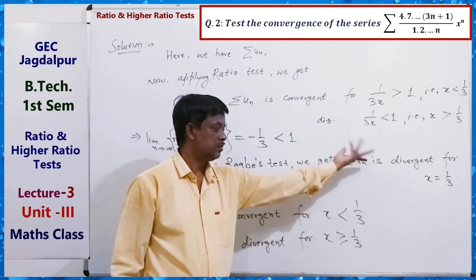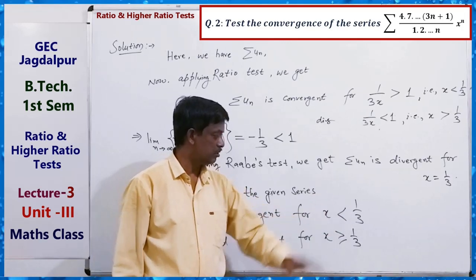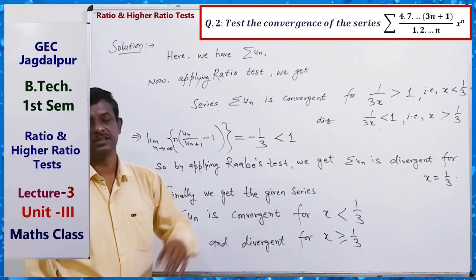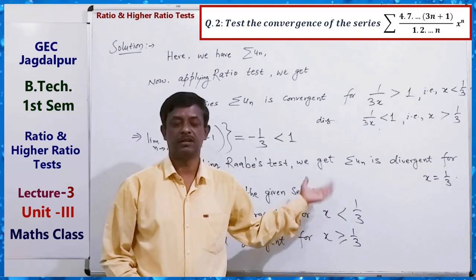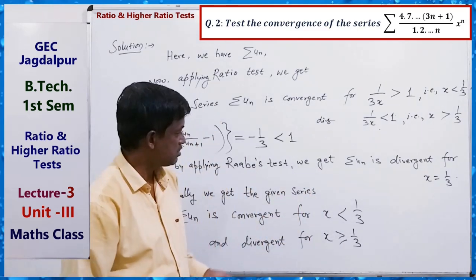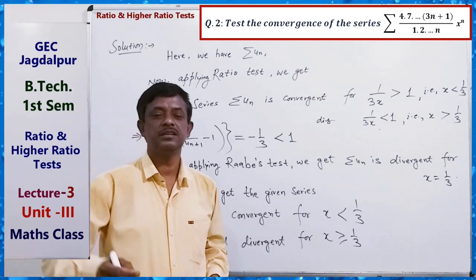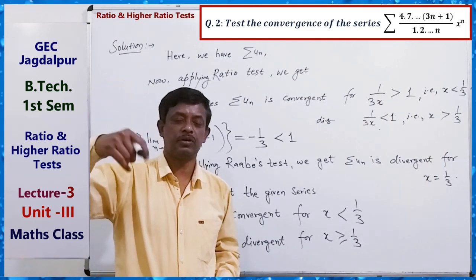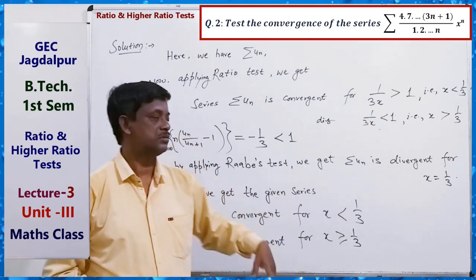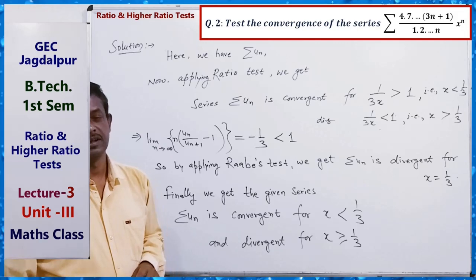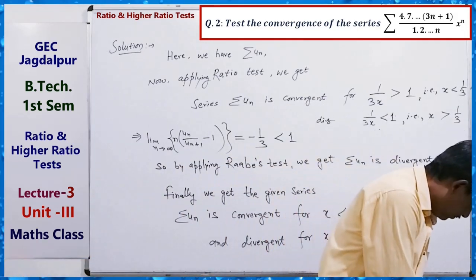So at this point, the series is divergent for x greater than or equal to 3 and convergent for x less than 3. When the ratio test fails, then you can use Raabe's test. Here, because this value can be expressed as a series in terms of powers of 1 by n, and the first term was 1, we can use this Raabe's test.